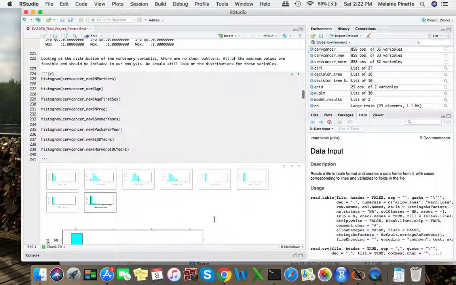And we should also take a look at the distribution of continuous variables, just to make sure that there isn't anything that looks extremely skewed here. So let's just plot these for good measure.